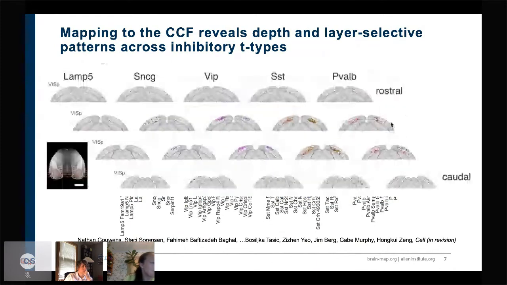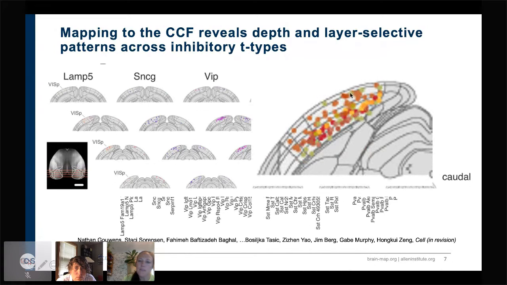We were also able to visualize the distribution of the different transcriptomic types with respect to each other and the cortical boundaries within the CCF. Other than depth, we don't see any clear spatial patterns emerging. However, I'm intrigued by the clusters of cells that we see for some transcriptomic types compared to others that appear to be more evenly distributed across V1. But it'll be interesting to see what comes out of more dedicated spatial transcriptomic studies.